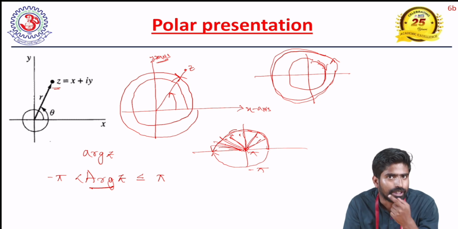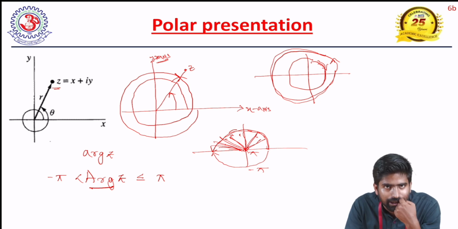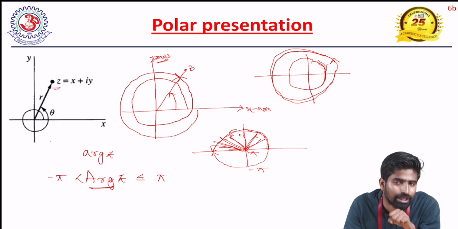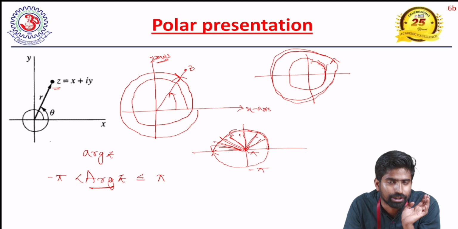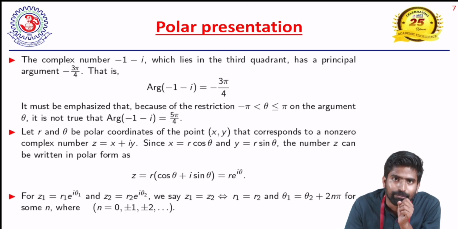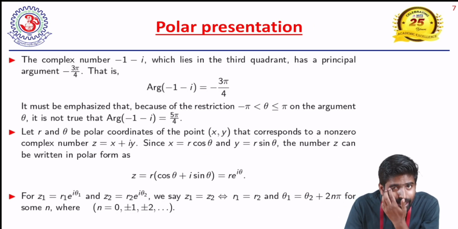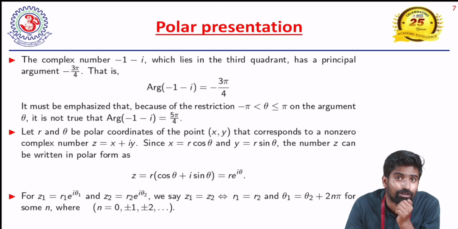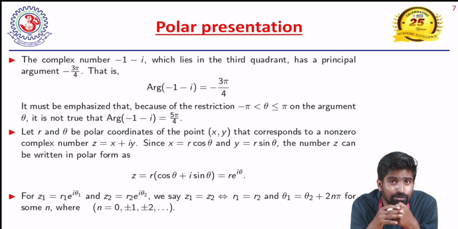One more thing is that if you have a complex number, there is an infinite choice to represent that complex number in a polar representation, because of this argument principle only. Now, for example, take the first example, -1 minus i. This is a complex number where the real part is -1 and the imaginary part is also -1.